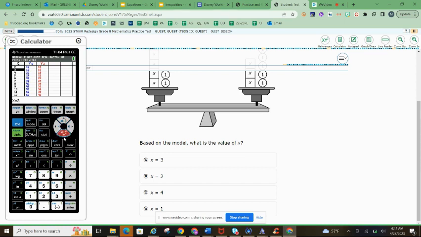At 4, y1 is 22, y2 is 18. At 3, one's 17, one's 15, but look at 2. Both of the y's are 12. Therefore, our answer is when x is equal to 2. You're looking for where they are the same. All right, move on.